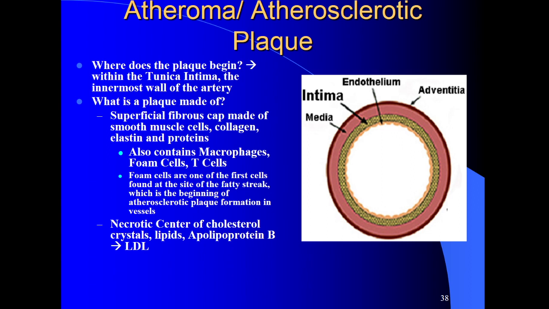It's usually a superficial fibrous cap made of smooth muscle cells, collagen, elastin, and proteins. Also contains macrophages, foam cells, T cells. Foam cells are one of the first cells found at the site of the fatty streak, which is the beginning of atherosclerotic plaque formation in vessels. Necrotic center of cholesterol crystals, lipids, apolipoprotein B, and LDL.